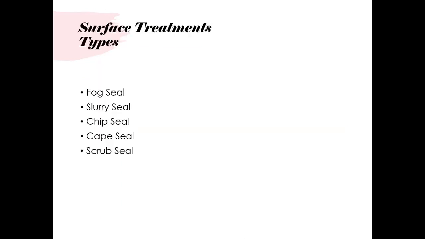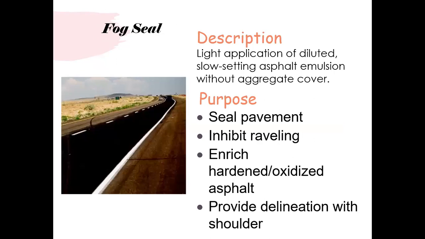There are different types: fog seal, slurry seal, chip seal, cape seal, and scrub seal. We go one by one. When we say fog seal, it's a light application of diluted, slow-setting asphalt emulsion without aggregate cover.